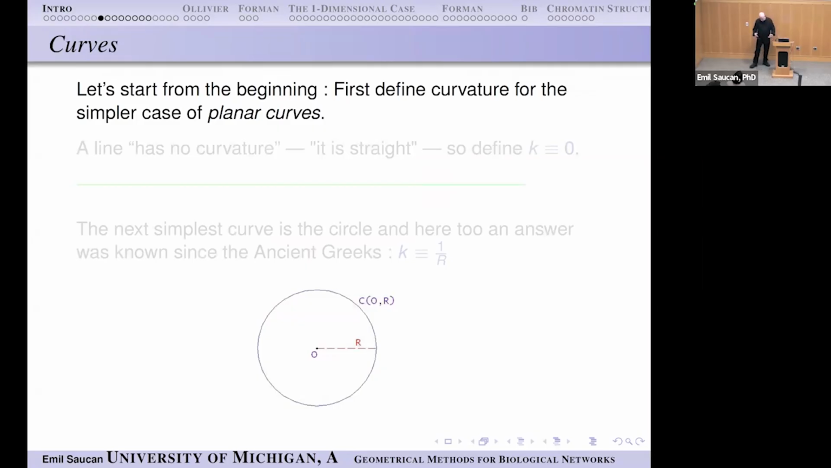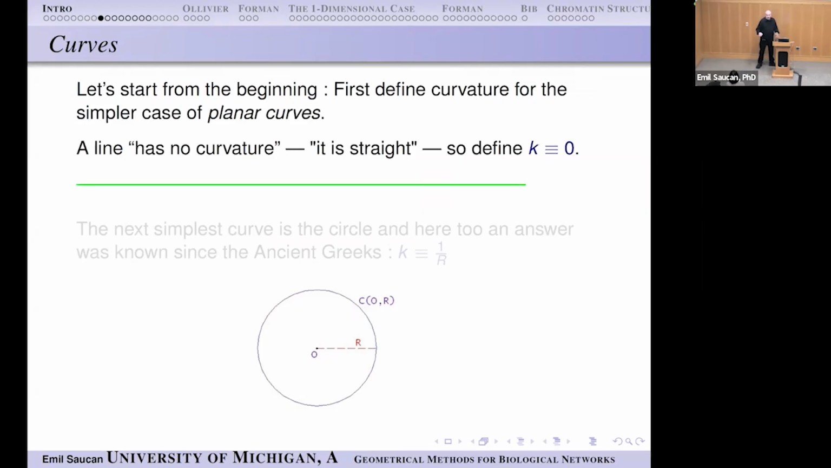So let's go back and see what curvature might mean. It's very intuitive. A straight line has zero curvature, of course, it's not curved at all. So it's zero curvature, straight line.